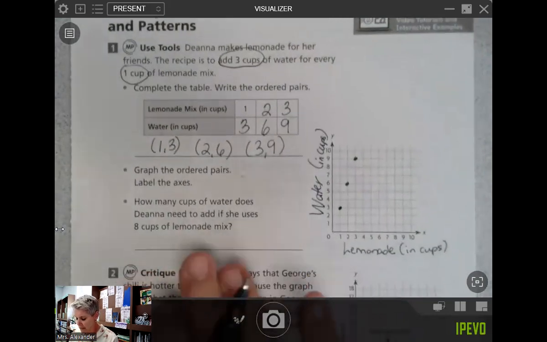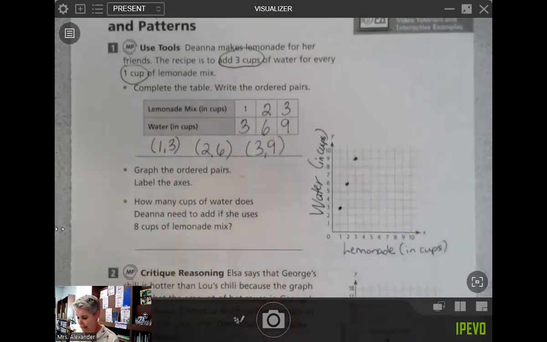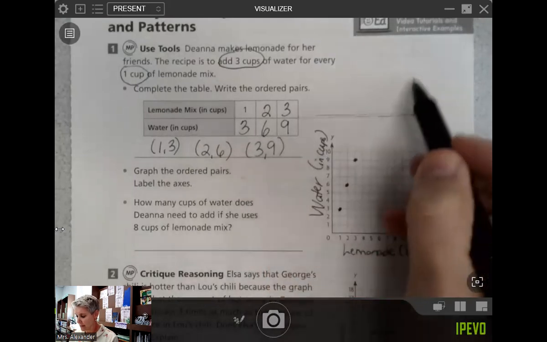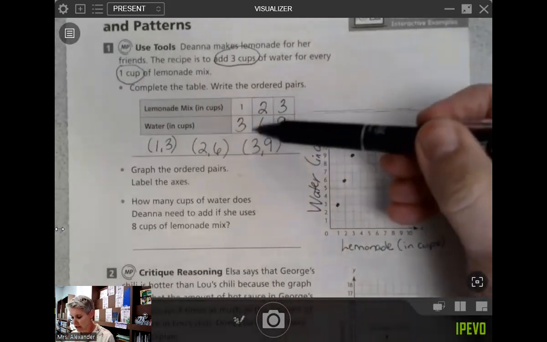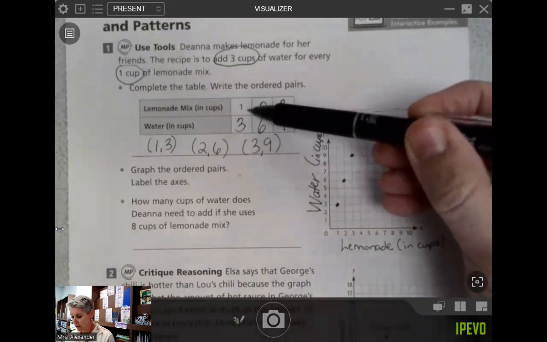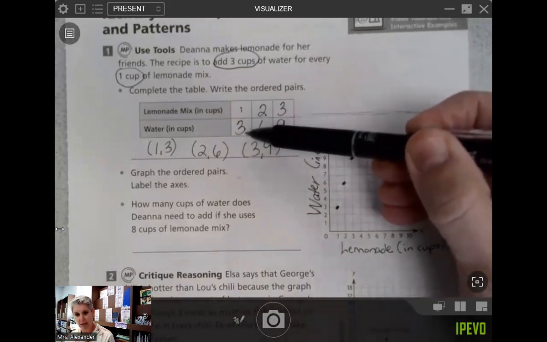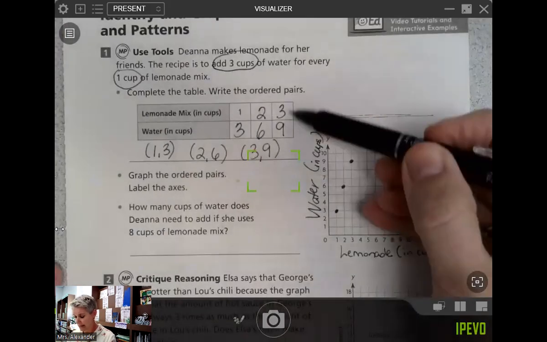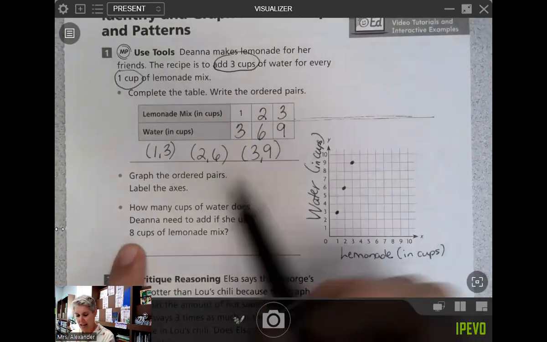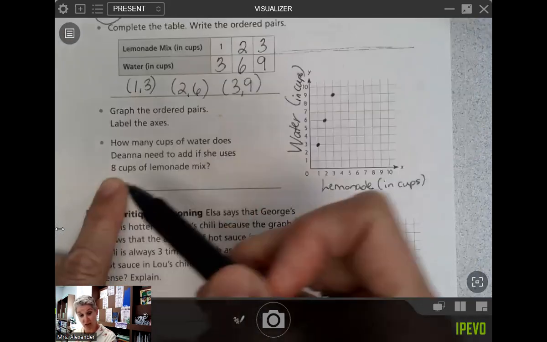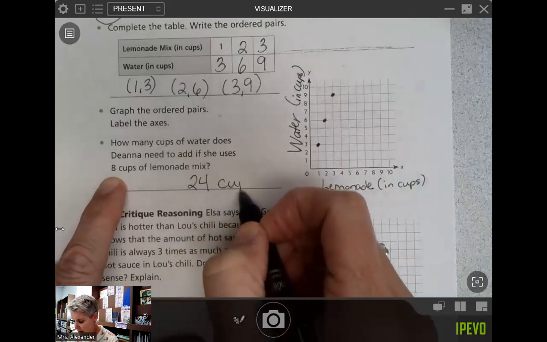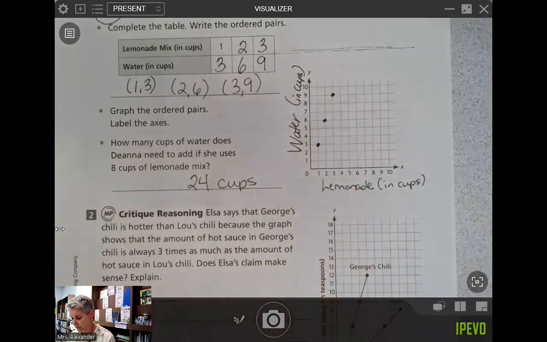How many cups of water does Deanna need to add if she uses 8 cups of lemonade mix? So if we were to continue here, and we want to get all the way to 8, look at the relationship. For every cup of lemonade mix, we have 3 cups of water. So we have 3 times as much water as lemonade mix. So if we get to 8 cups of lemonade mix, we need 3 times as much water. So that would give us 24 cups of water.